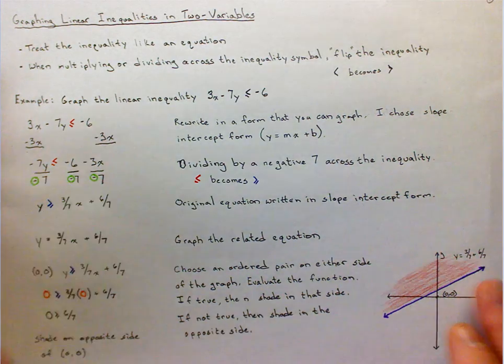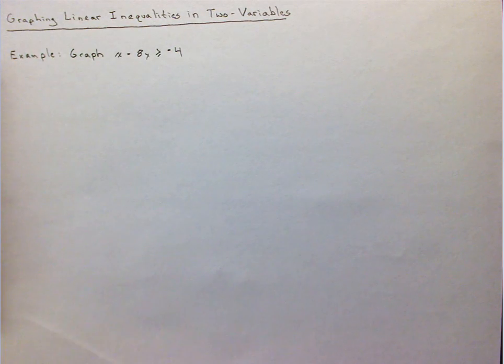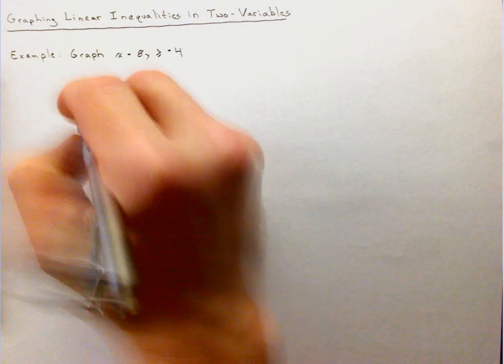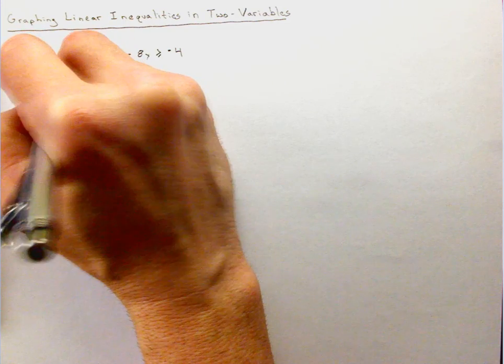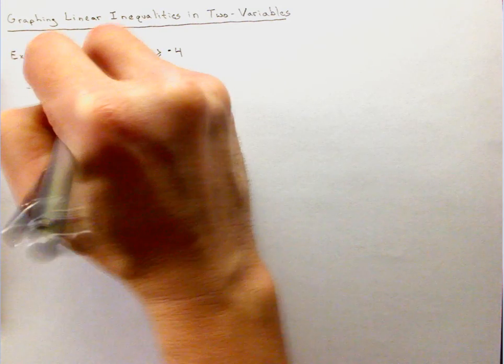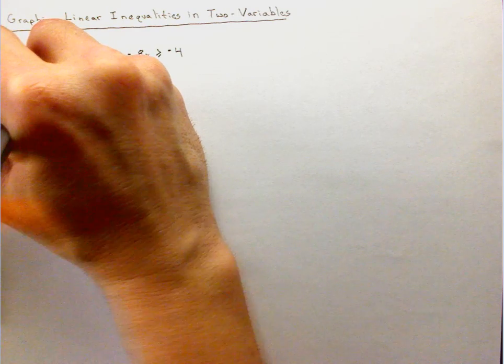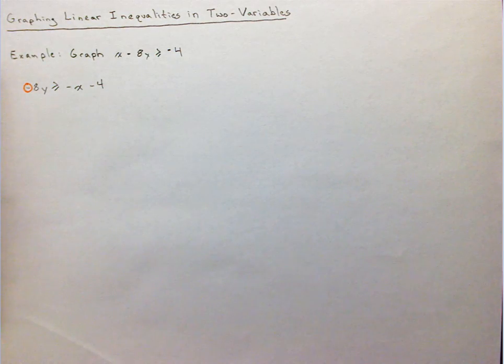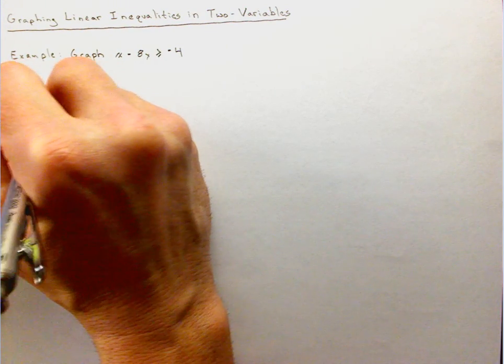All right, so let us look at an actual example. So here is my example. I'm given this, and the first thing I need to do is rewrite my problem. So I have negative 8y greater than or equal to negative x minus 4. I have a negative there, so guess what I'm going to end up doing? I'm going to end up dividing by a negative. That causes my inequality symbol to flip.